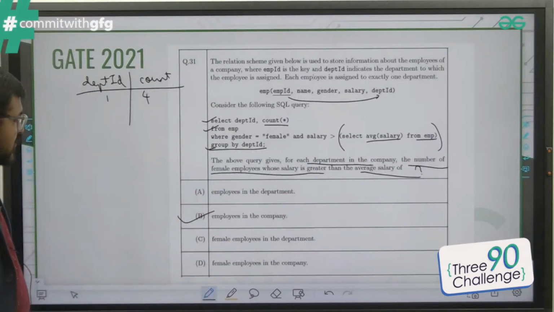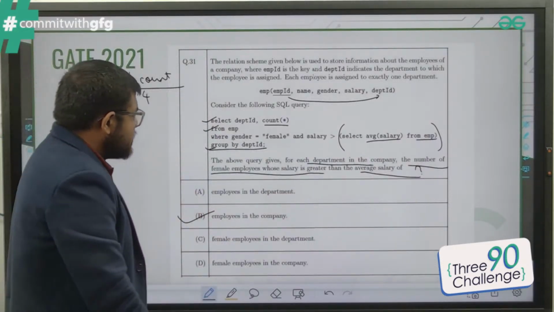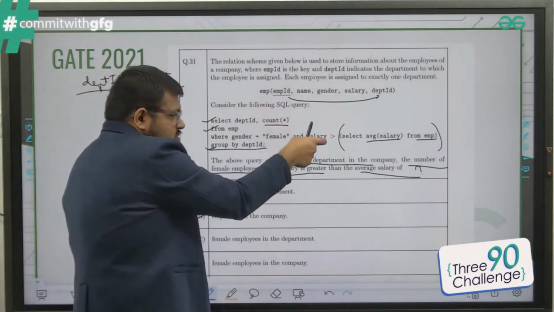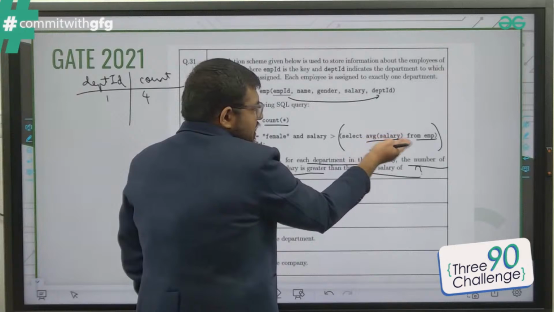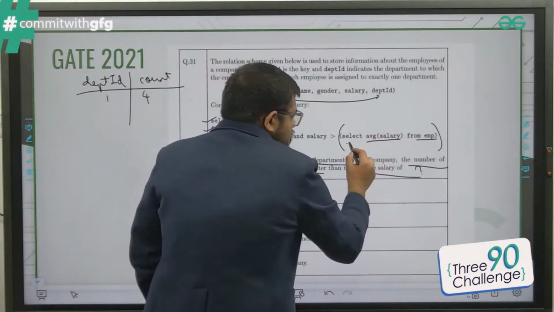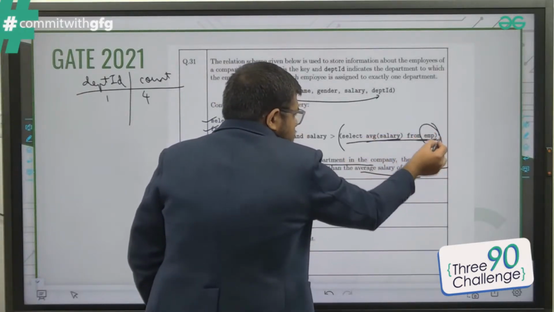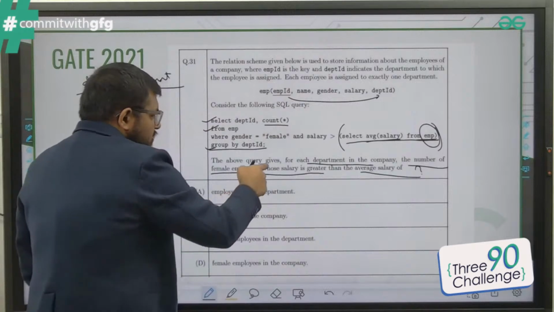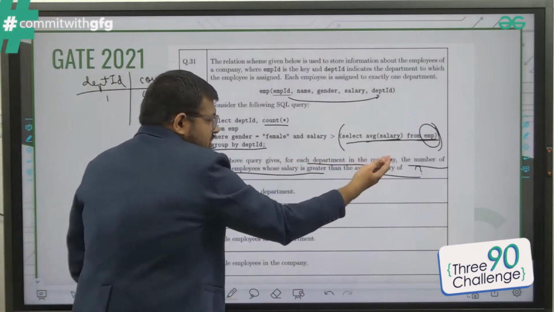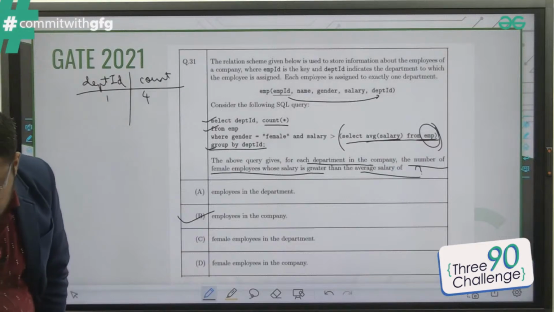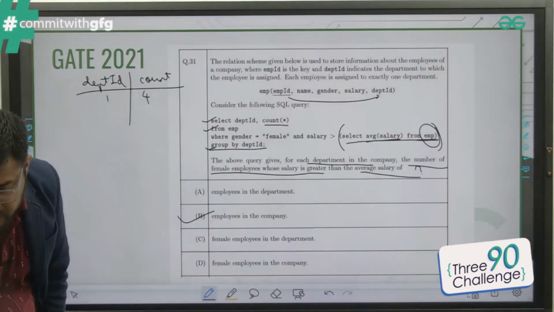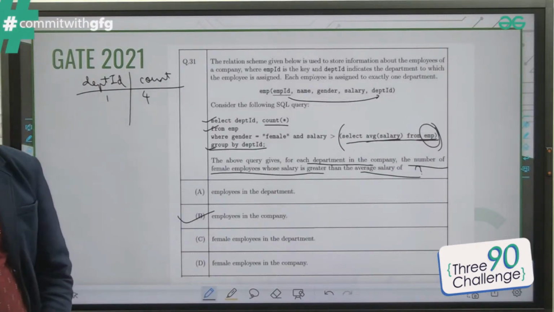Why C? Here they are taking the female employees whose salary is greater than what? Greater than the average salary. Now average salary is counted based on what in this subquery? They are considering all employees. So whose salary is greater than average salary of what? Of all the employees in the company. Answer would be B, guys.